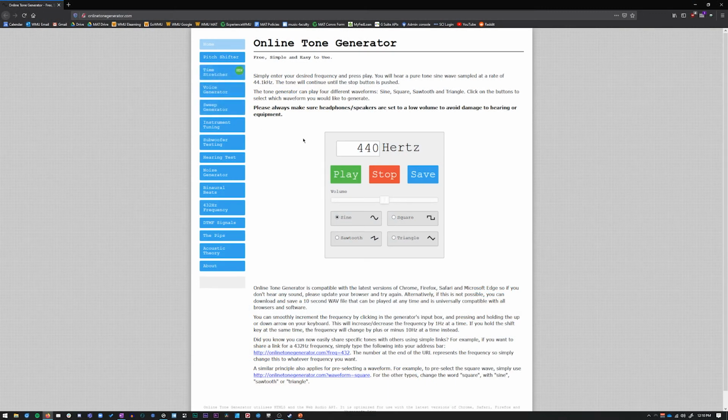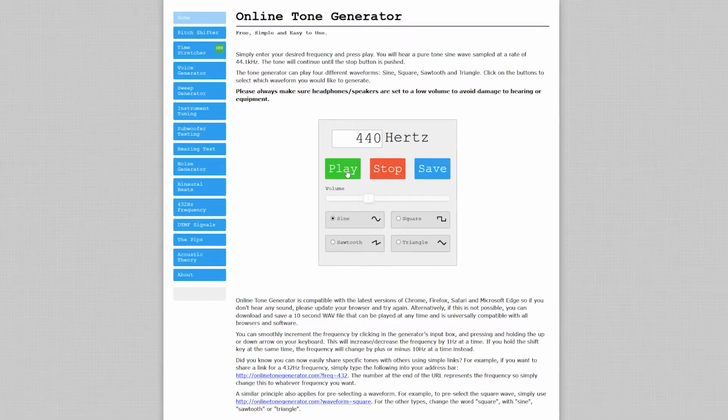So a wonderful tool for this is what we call onlinetonegenerator.com. It lets us generate different waveforms. We will start with the sine tone. We will discuss these other waveforms in the not too distant future. It lets us choose a frequency in hertz, and then we can play that tone. I'm going to turn it down just a little bit. I'm going to make sure that we can hear it on this recording. Let's go ahead and play 440 hertz as a sine tone.